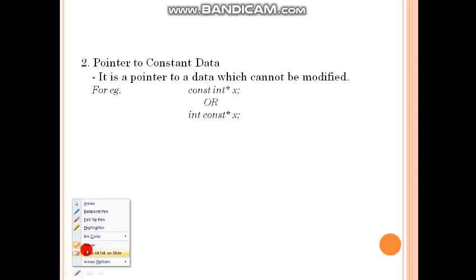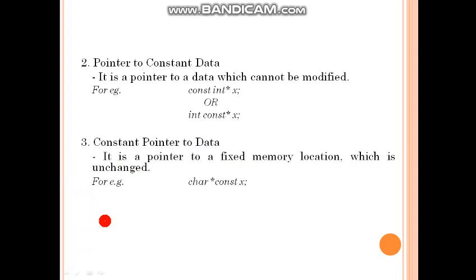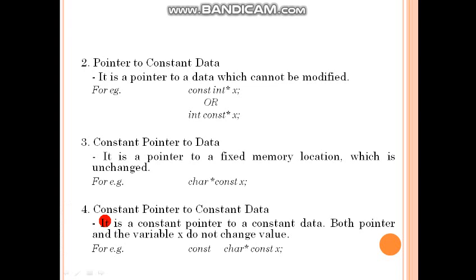For example, const int x or int const x. The third one is constant pointer to data. It is a pointer to a fixed memory location which is unchanged. For example, char const x is also unchanged. And the fourth one is constant pointer to constant data. Both the pointer and the variable x do not change their value. For example, const char const x.